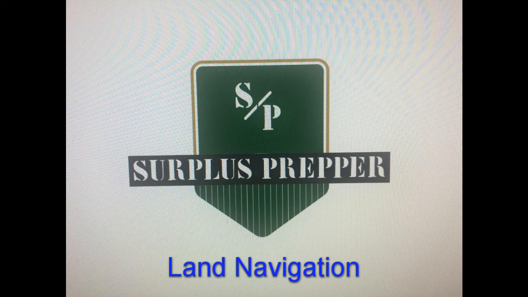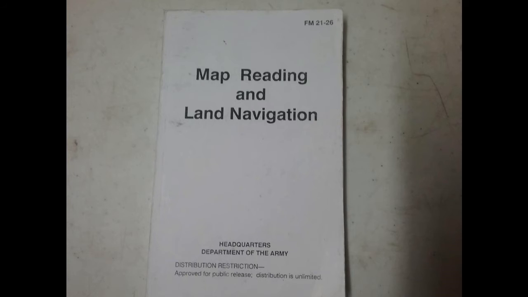It's November 26, 2019, and today we're going to go over land navigation. This is the ability to use maps and compasses to navigate where you need to go when SHTF occurs.